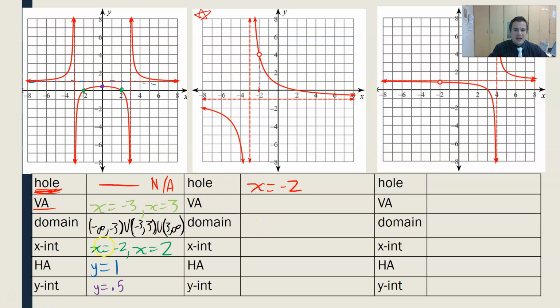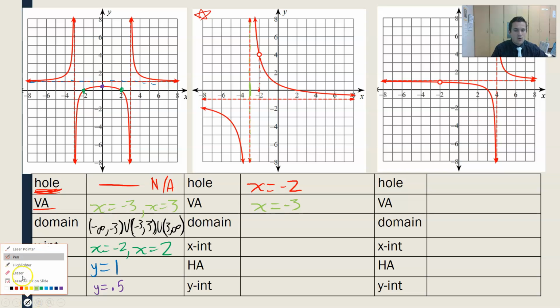My vertical asymptotes, let me change colors again. I'm looking for a dotted line that goes up and down. So right here I have a vertical asymptote that crosses through x equals -3, so my vertical asymptote is at x equals -3.